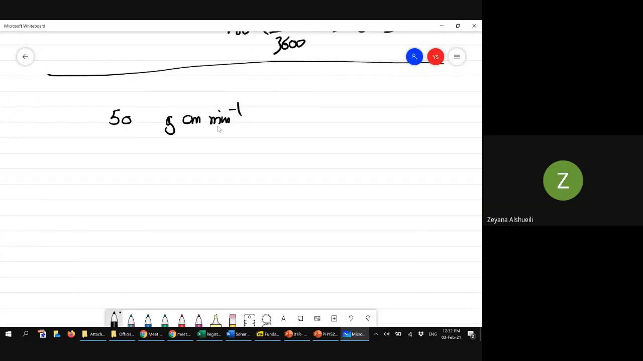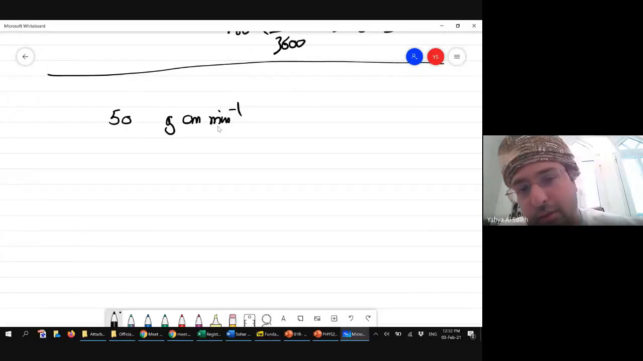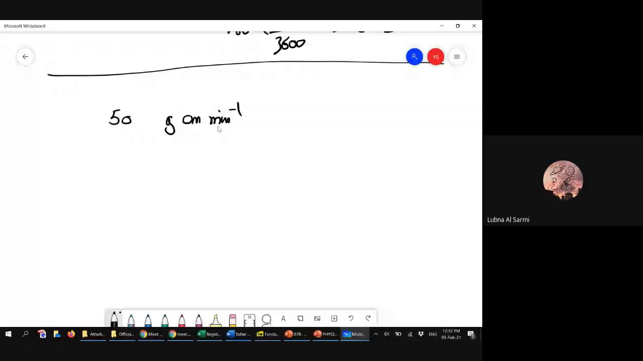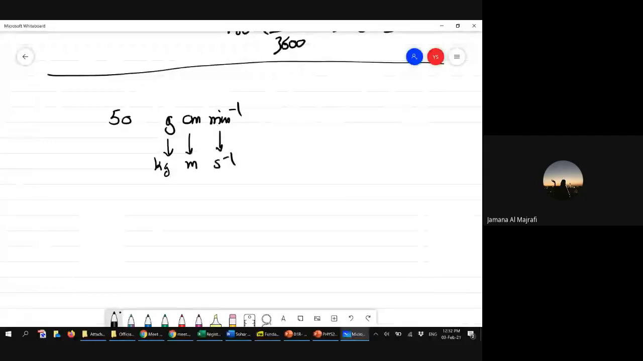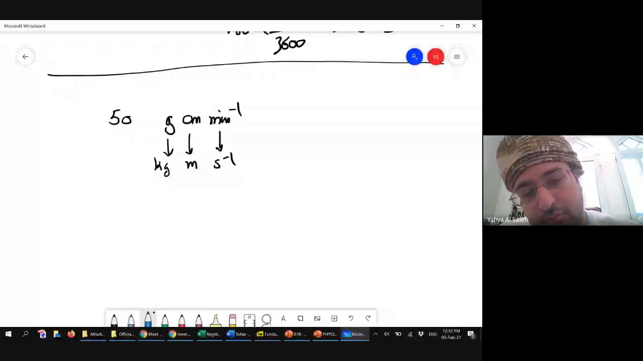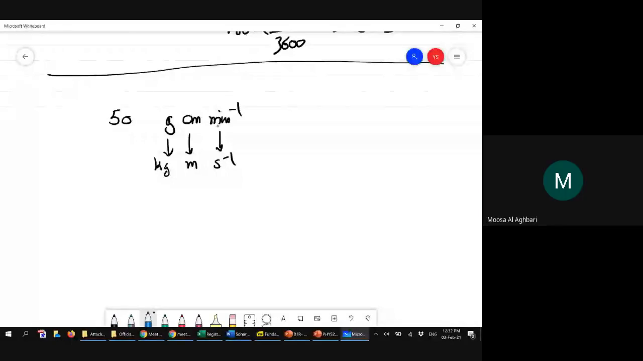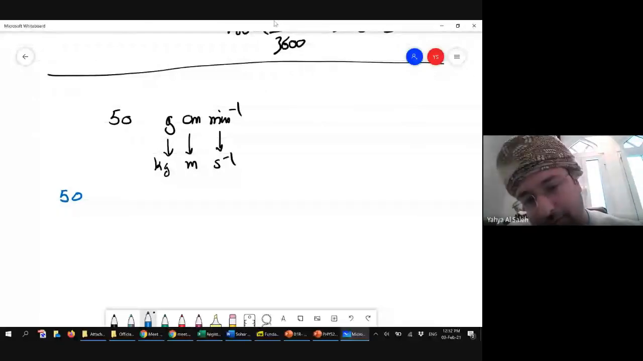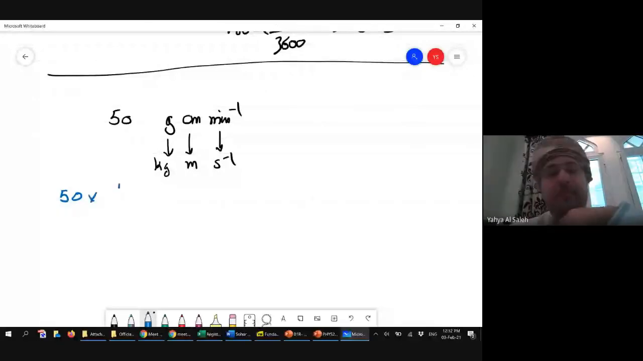From gram to kilogram. Kilogram by second. Meters and seconds. Centimeter. Excellent. So how do I convert this 50? What do I do to it? First, transfer gram to kilogram. How? By dividing by 1,000. I use the conversion factor.